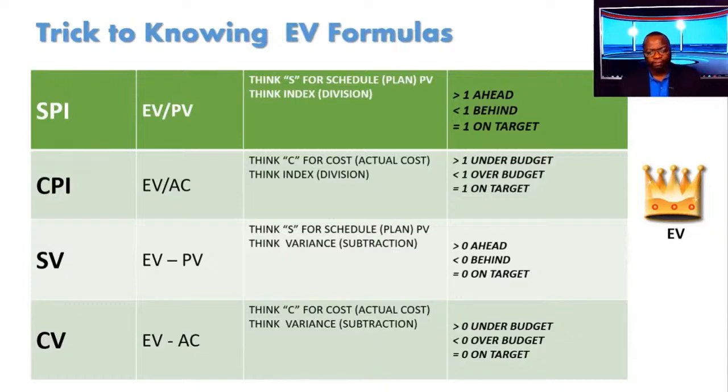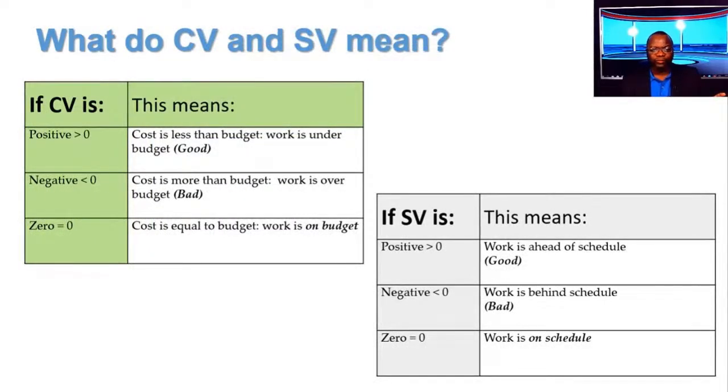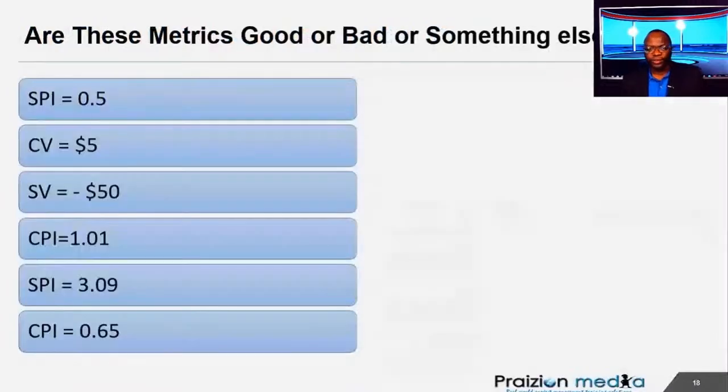Okay? So, if CPI is greater than 1, that's what it means, and so on. Okay? That's the slide, and that's the summary. Okay? Schedule variance, same thing. You know that if it's less than 0, it's awful. Greater than 0 is good, but let it not be so much greater than 0 that management thinks you padded or you lied. Okay? Same with the variances. Now, you guys should be able to answer this. If it's equal to 0.5 SPI, is it good? Is it bad? Is it something else?